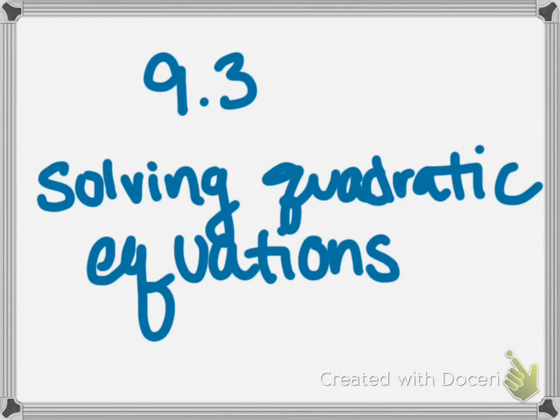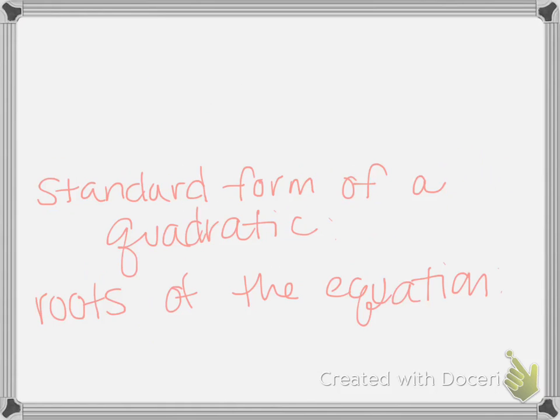So 9.3, we're going to be solving quadratic equations this time. I'm going to give you an equation that's going to be like ax squared plus bx plus c, and we're going to have to solve it. So it's going to be set equal to 0, and we're going to try to get x by itself, or whatever letter it is. Okay, so standard form for a quadratic is ax squared plus bx plus c.